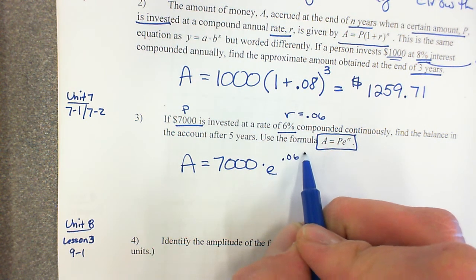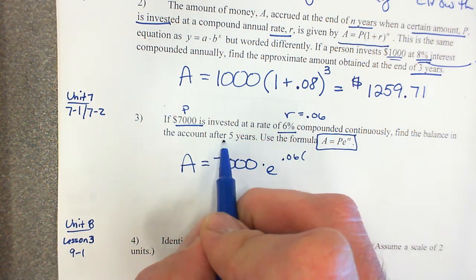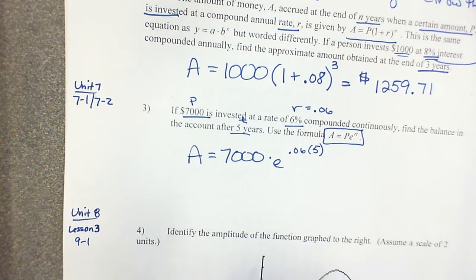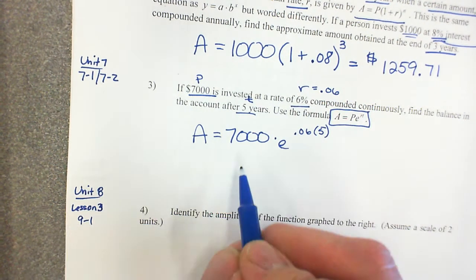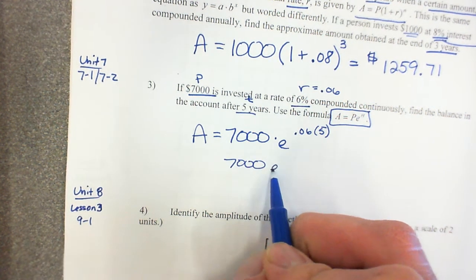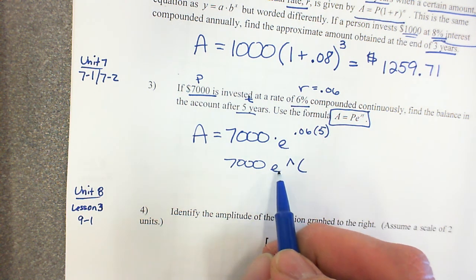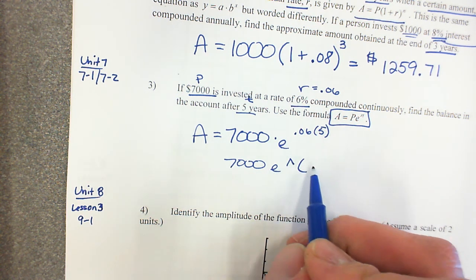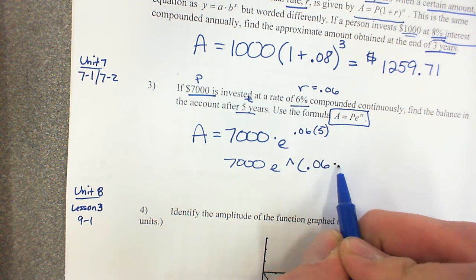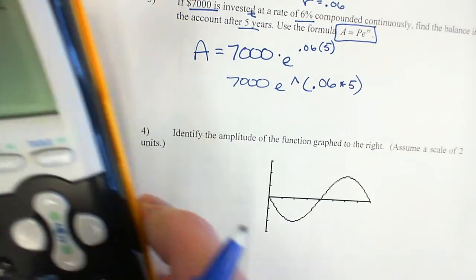And then that's going to get multiplied by t, and t is time. So this is your t. So that's 5. So when you go to plug this into your calculator, you're going to do 7,000 e, and when you hit the e, it's going to be e to the power of, and it's going to open parentheses. Make sure you put the 0.06 and then multiply it by 5.